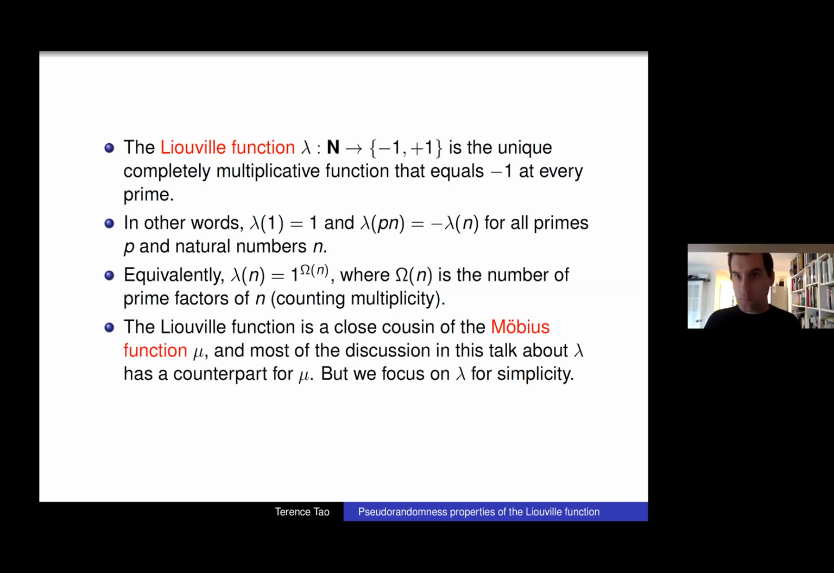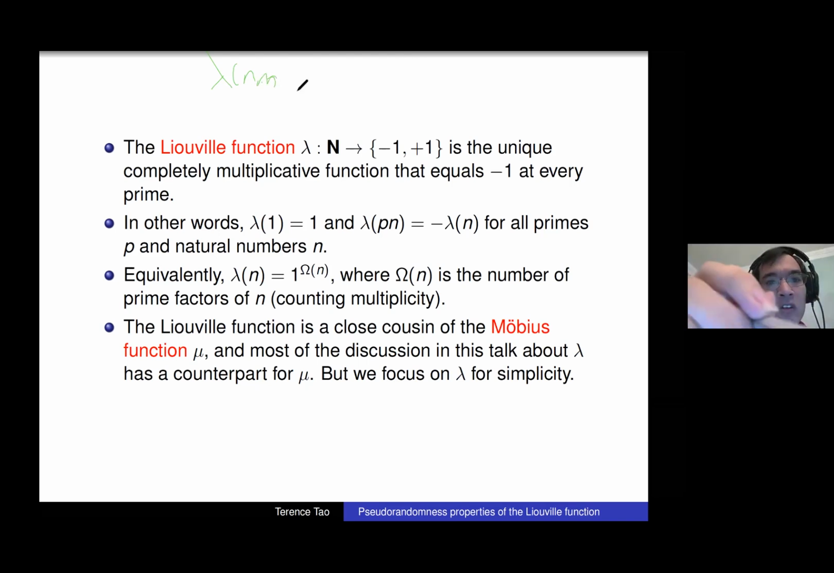So the Liouville function, lambda, is a function of the natural numbers, an arithmetic function. It takes values plus or minus 1, and it's completely multiplicative, which I guess I didn't define what that means. Completely multiplicative means that it's a character: lambda of nm is always equal to lambda of n times lambda of m. That's what it means to be completely multiplicative.